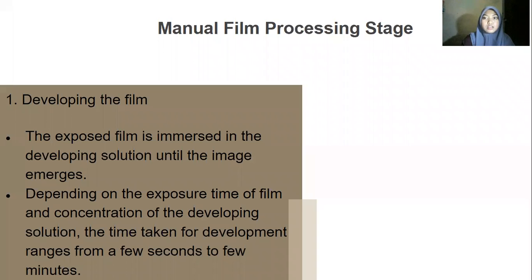Manual processing. 1. Developing film. The exposed film is immersed in the developing solution until the image emerges, depending on the exposure time of the film and concentration of the developing solution. The time taken for development ranges from a few seconds to a few minutes.